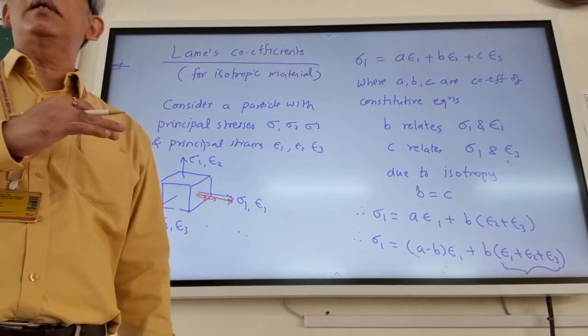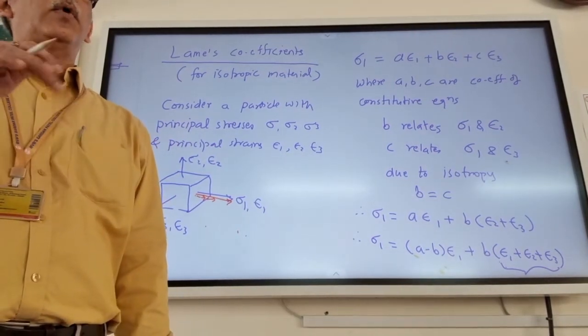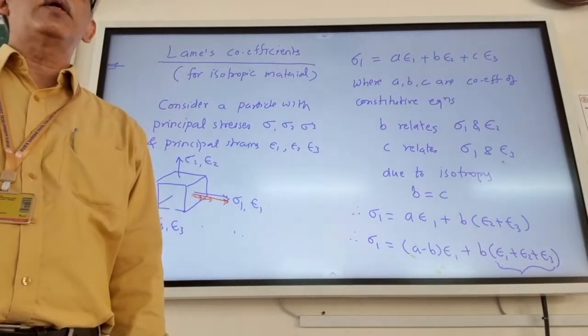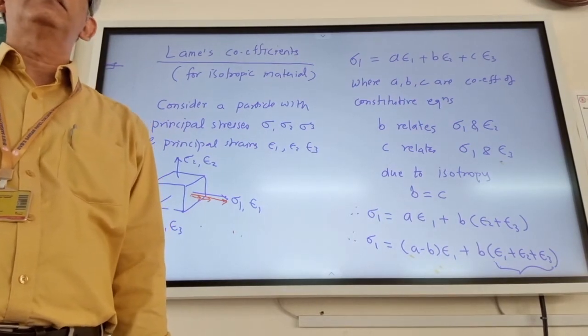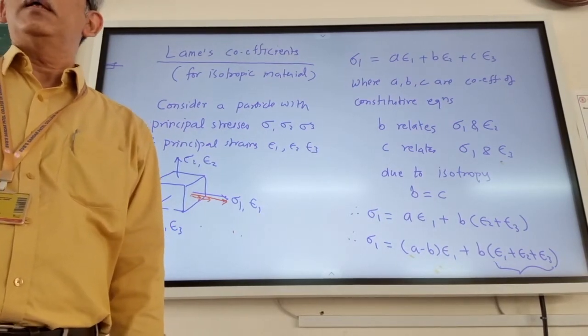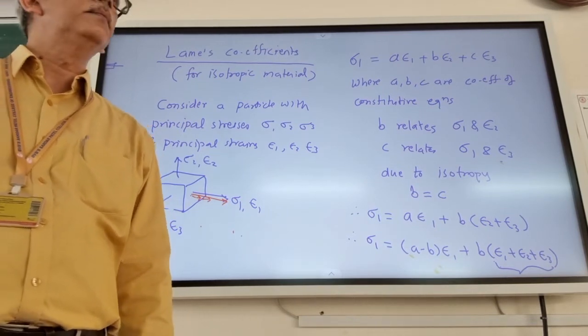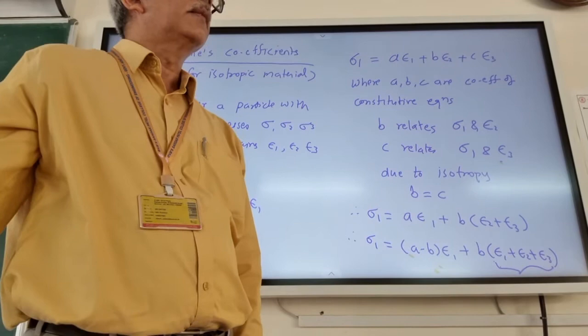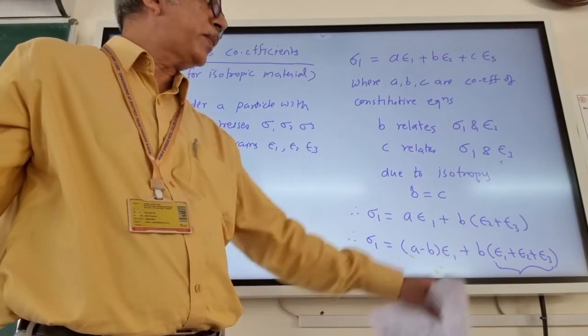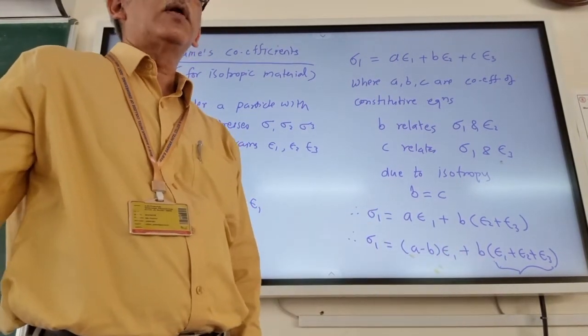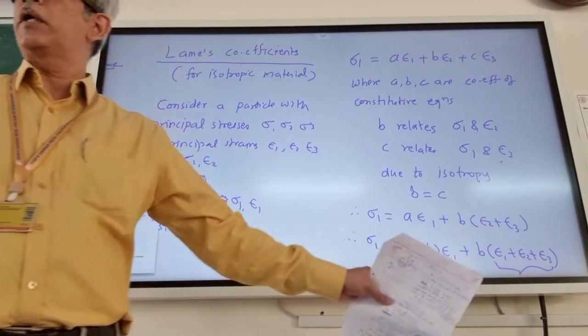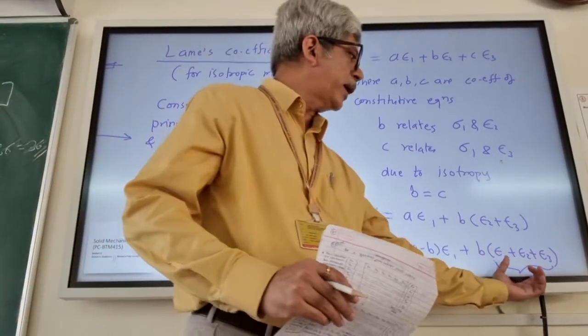Have you come across this in strength of materials? What is epsilon x plus epsilon y plus epsilon z? It is related to some other kind of strain. It is related to bulk modulus, but this particular thing is the volumetric strain, that's right. So this particular thing is the volumetric strain.